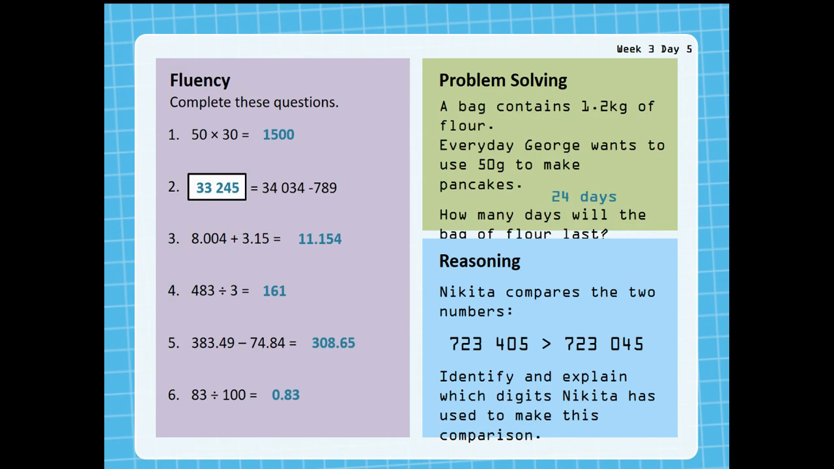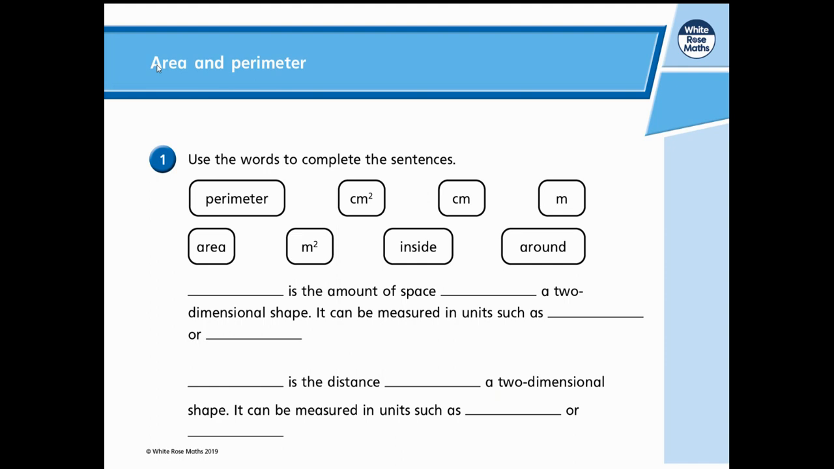Okay, so as mentioned on your assignment, we're looking at continuing with area today, but moving into perimeter. So what I'd like you to do is pause the video and have a go at filling in these gaps. 2 sentences that explain what area and perimeter are.